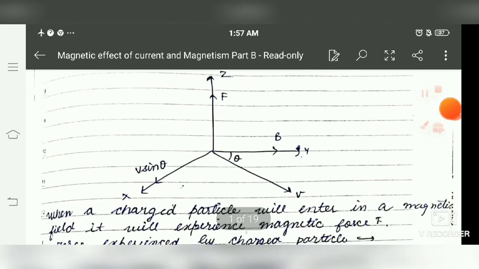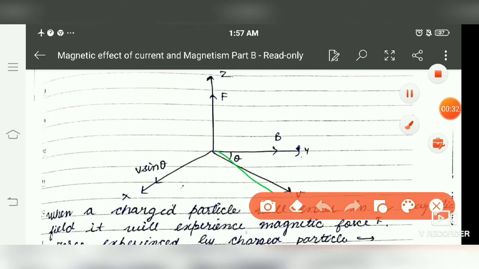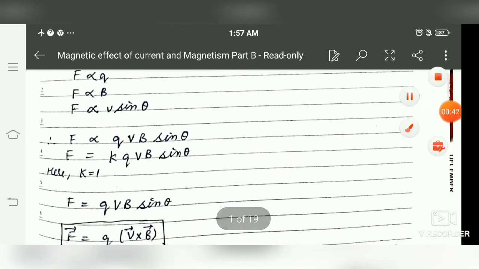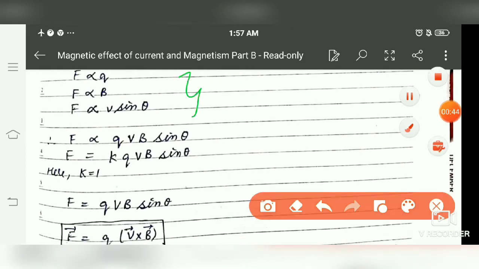Meaning if the particle is moving in this direction, it has a component of v sine theta here. So v sine theta also contributes to the force. Now if we combine all three factors, it will give F is directly proportional to QVB sine theta, or F equals K QVB sine theta, where in SI unit this K is equal to 1.